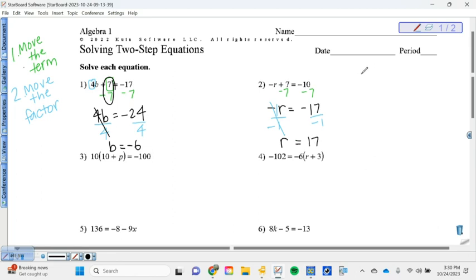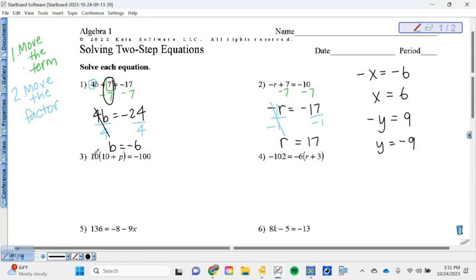So you'll see that as a pattern. If you ever end up with something like negative x equals negative 6, that just means that positive x is going to equal positive 6. Or if I have negative y equals 9, then that means that positive y is going to equal negative 9. You see that? That makes sense?